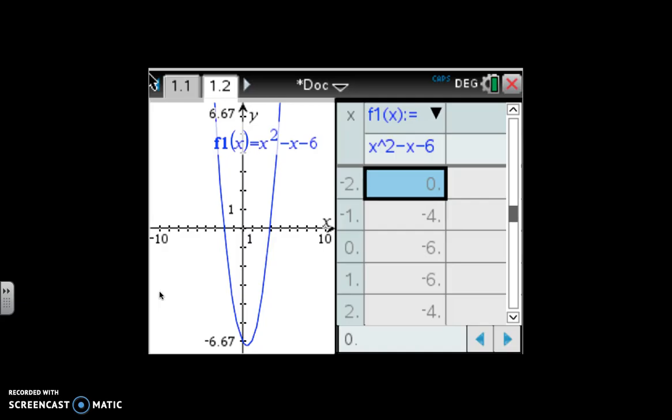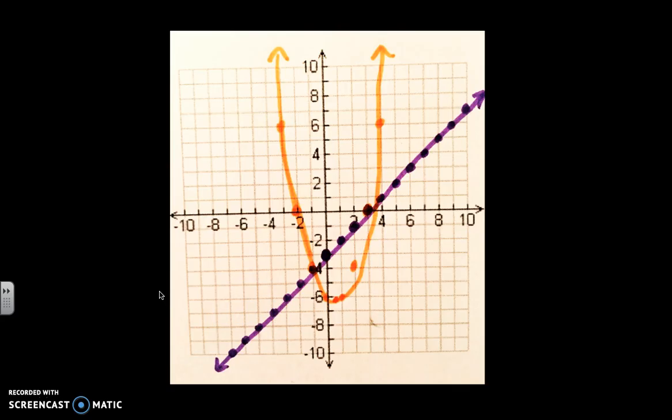Okay, now you're going to need more because again, you're going to want to plot every single point that's possible to fit on the graph. So when you're using a calculator, you're going to want to scroll throughout the table to find more points. So here's what that's going to end up looking like, okay? So we have a point at -3, 6, -2, 0, -1, -4, 0, -6.